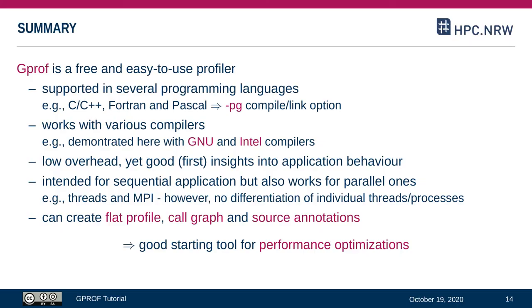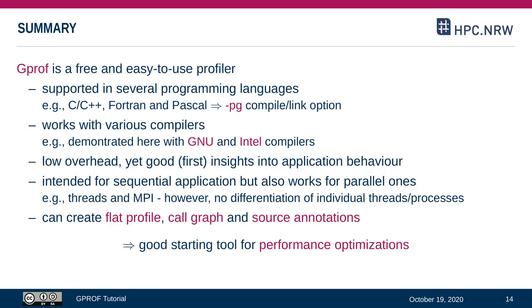In summary, Gprof is a free and pretty easy to use profiler. It is supported in several programming languages. We have seen it here for C, C++, Fortran, and Pascal. You have to remember to add the option -pg at both compile and link stage. Gprof works with various compilers. I've demonstrated it here with free GNU and commercial Intel compilers.